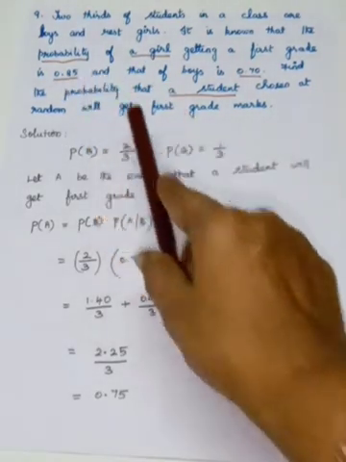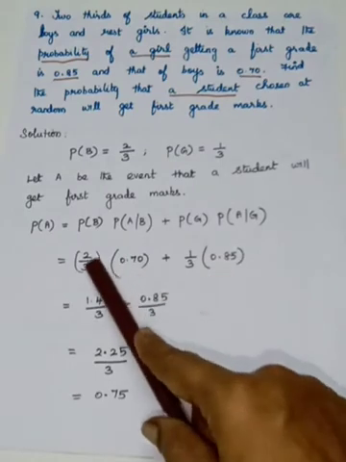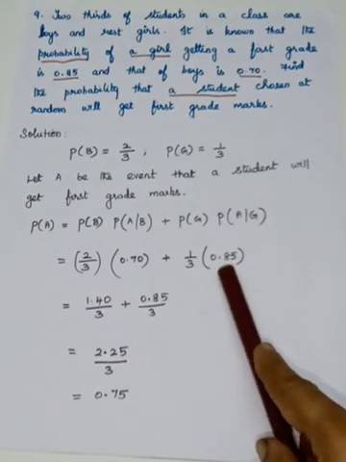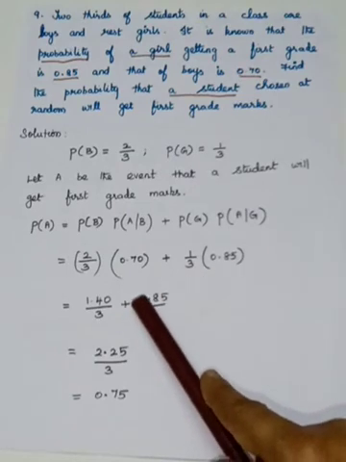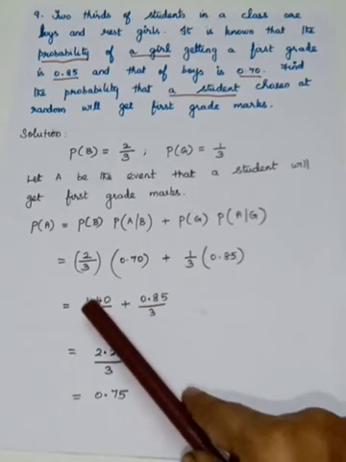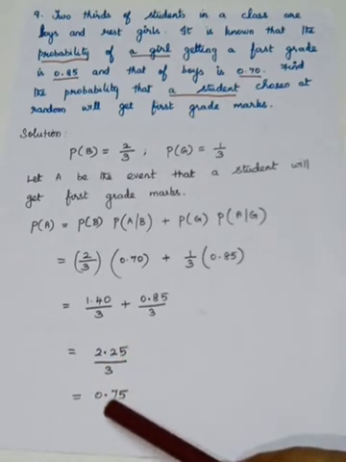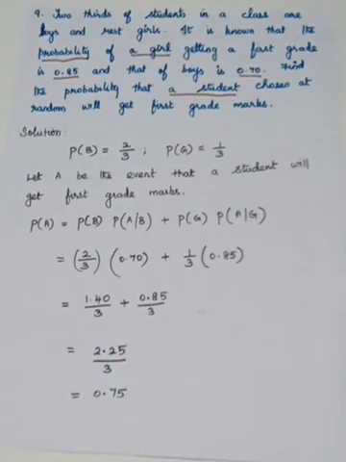The girl getting first grade is 0.85. So it is 2 into 0.70, which is 1.40. Then 1 by 3 into 0.85, so it is 0.85 by 3. If you add these two, it is 2.25. When it is divided by 3, it is 0.75.